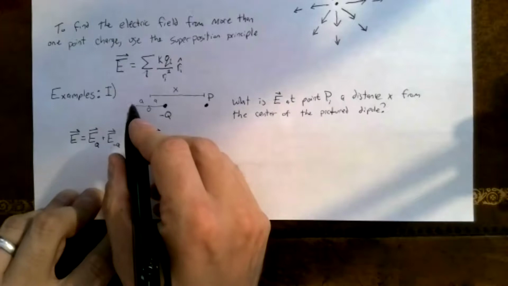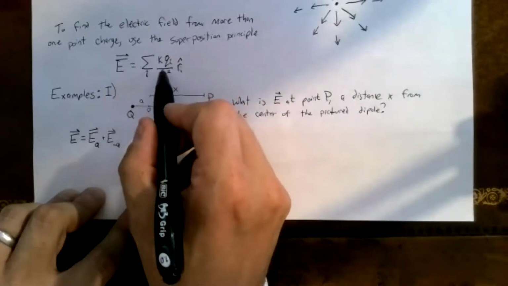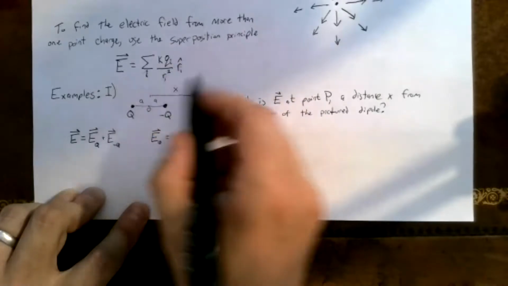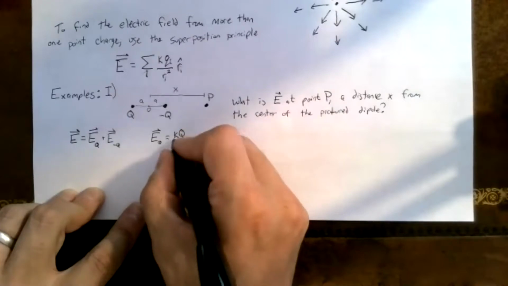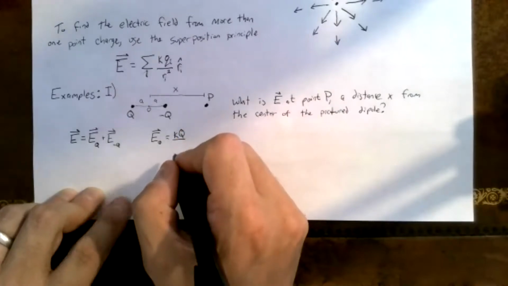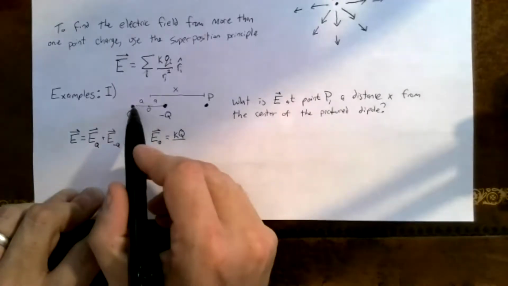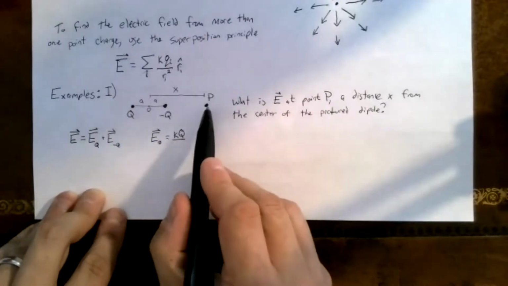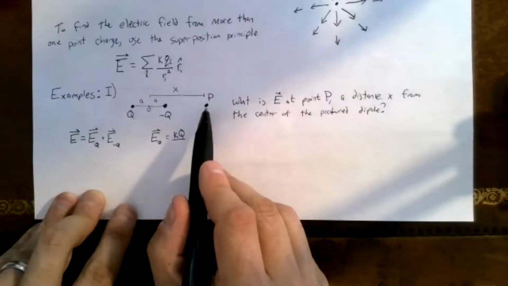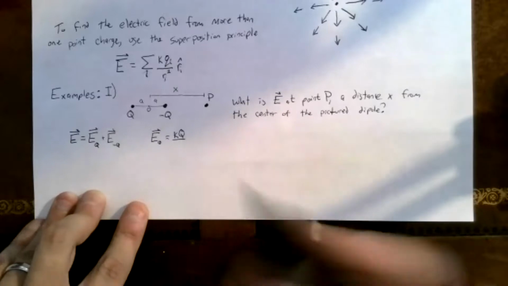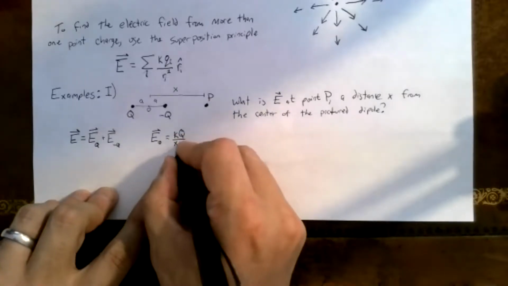The electric field from the positive Q, if we go back up to our electric field formula again, that's K times positive Q over our distance squared. What is the distance from the positive Q charge to our point P? A plus X, or X plus A. I have another question, Mr. Marcus. Yeah, go ahead.